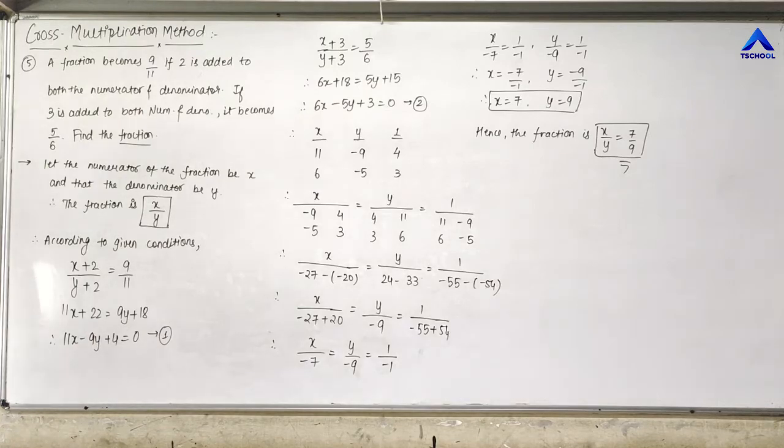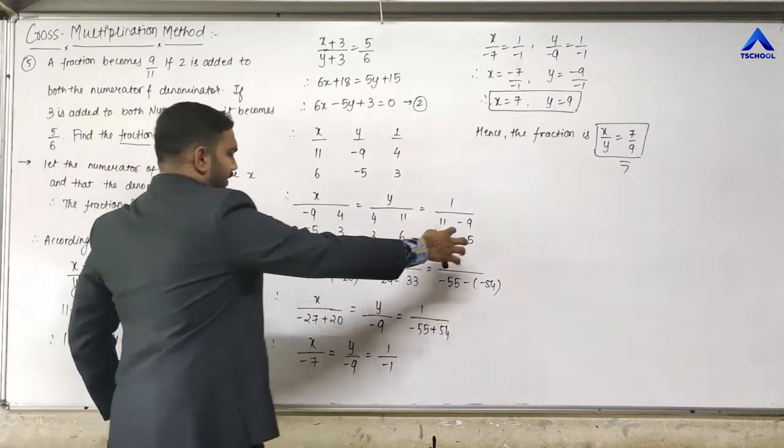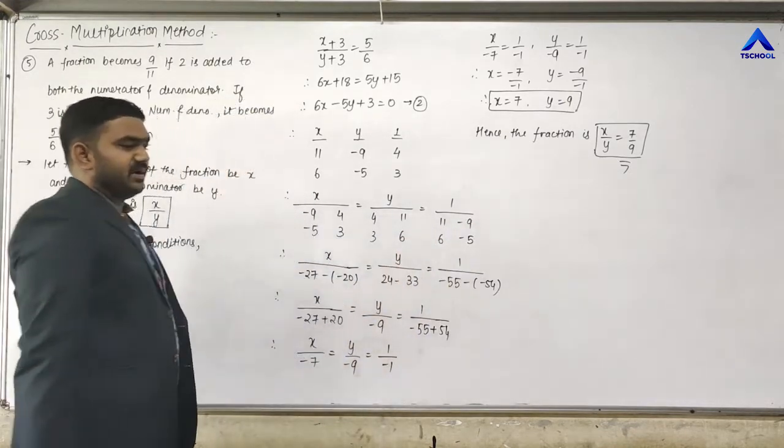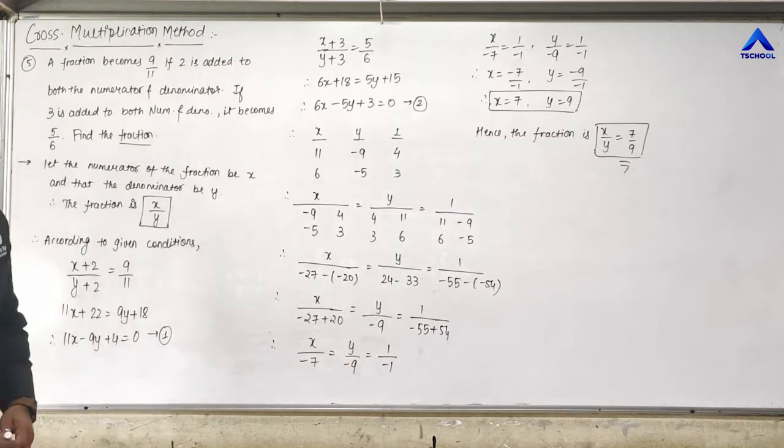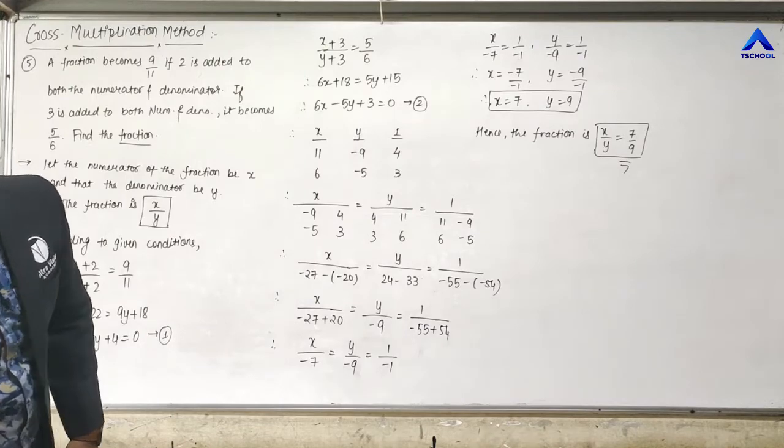So again, take a look at the solution, friends, that we have made some mistake over here while writing down the coefficients and while subtracting the coefficients. So you might again be aware that we don't make any kind of mistakes here. Is it clear? So the fraction here is 7 upon 9, right?